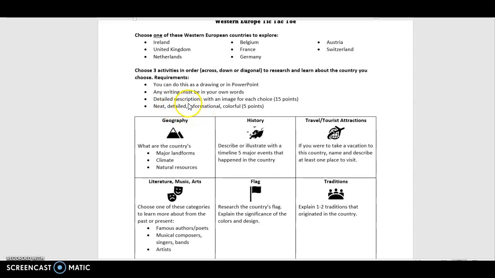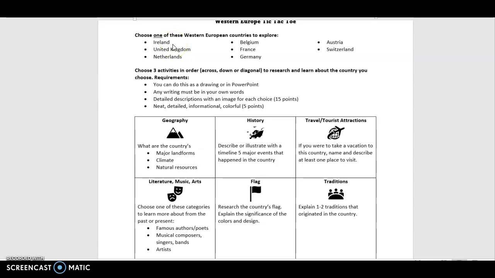Make sure your information is detailed, like when it asks you to describe, give a good description. Also add an image for each choice. So for the 3 parts of the tic-tac-toe that you'll be doing, that's 15 points total for that country. And then just make sure that it's neat, detailed, it's informational, colorful, you've put some effort into it. That's 5 points.